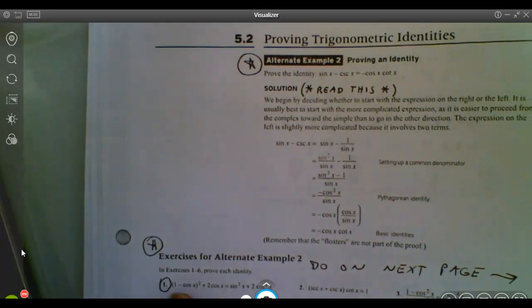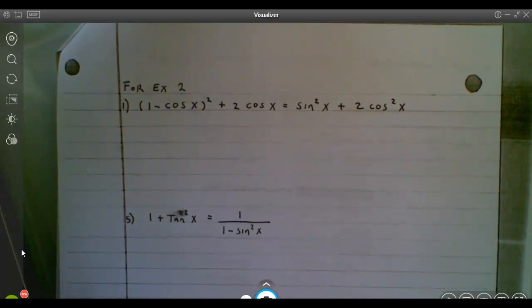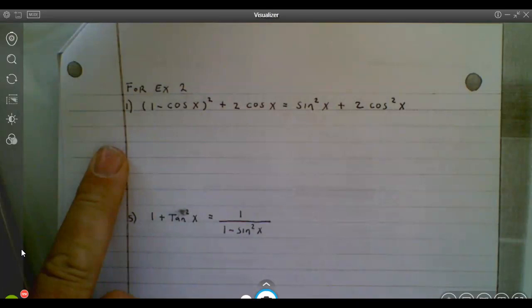I'm going to take numbers 1 and 5 from below, and we're going to try them right here on the next page. As I'm looking at number 1, which side looks more complex? Again, it's debatable. Probably the left side looks more complex than the right side, so that's what we're going to go with. My goal is to take the left side and simplify it to make it look like the right side. So I'm going to leave the right side alone and start simplifying this as much as I can.